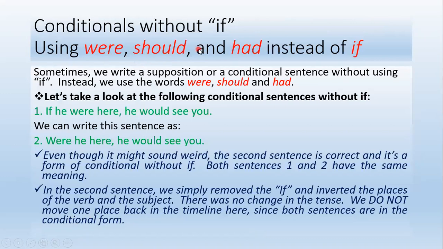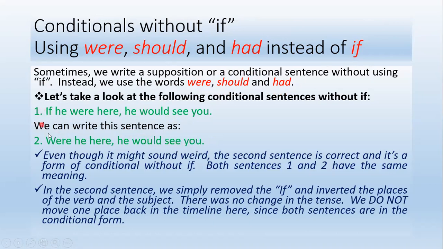Now, conditionals without if. We can also write a conditional sentence, but we remove if. However, to remove if, we have to make a small step, which is what we'll find out now. So again, sometimes we write a supposition or a conditional sentence without using if, but instead we can use one of these words. We can use were, should, and had. Let's take a look at the following conditional sentences, which are without if. This sentence, if he were here, comma, there should be a comma after the cause, including if. So if he were here, he would see you. Now we can write this sentence as, were he here, he would see you.